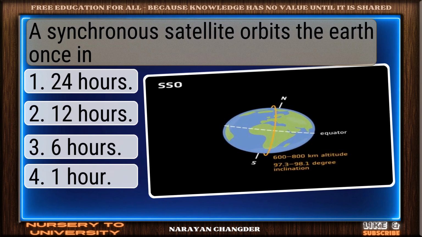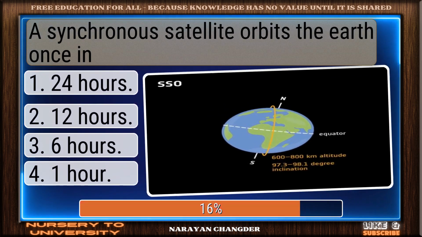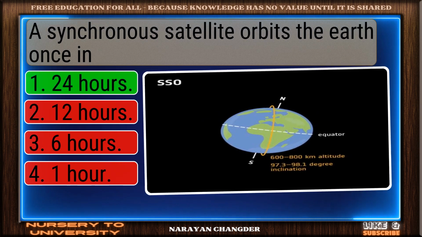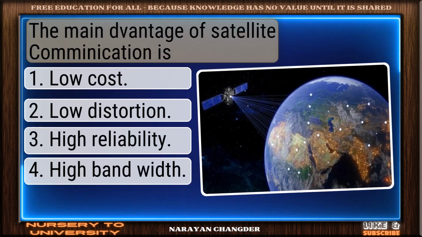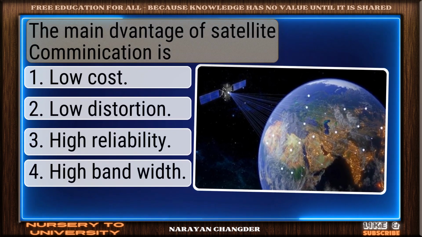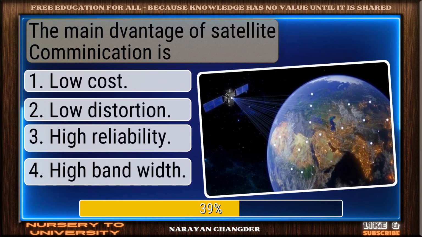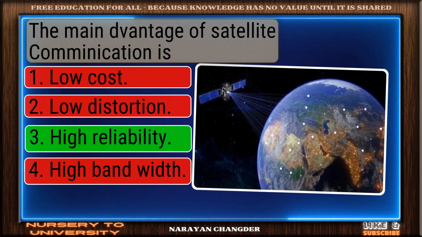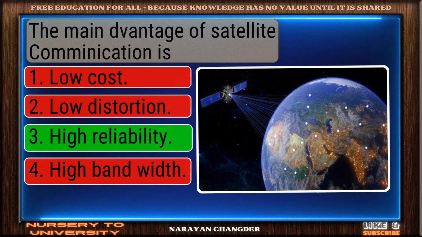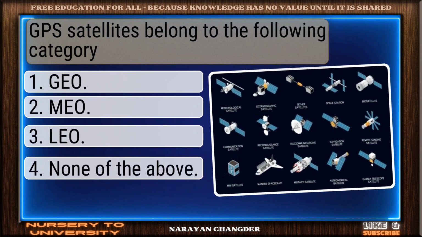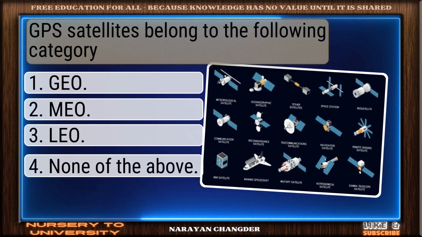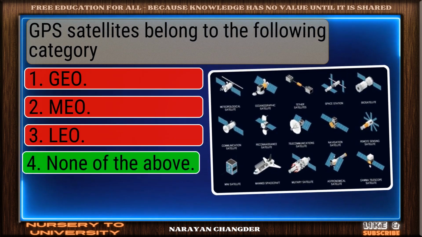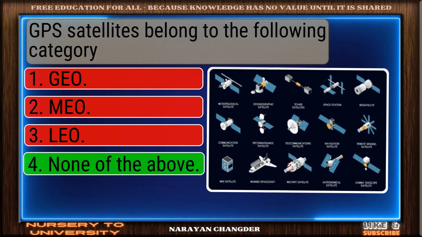A synchronous satellite orbits the Earth once in. You chose 24 hours, and it is correct. The main advantage of satellite communication is. Smart move. High reliability is an accurate answer. GPS satellites belong to the following category. Right choice. None of the above is the best answer.